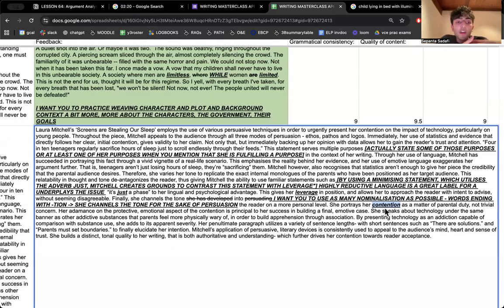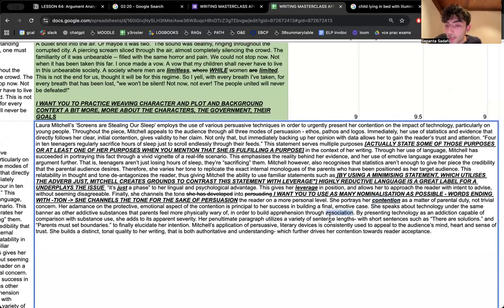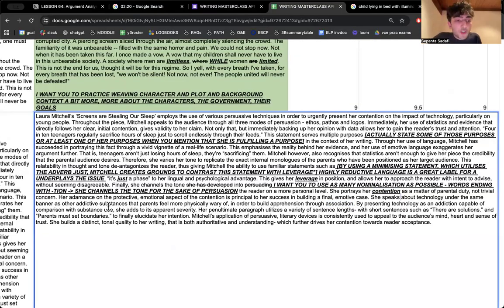Not trivial concern. Her adamance on the protective emotional aspect of the contention is principal to her success in building a final emotive case. She speaks about technology under the same banner as other addictive substances that parents feel more physically wary of. Wary, yeah, good, that's the right wary. In order to build apprehension through association, presents tech as an addiction capable of comparison with substance use, right?